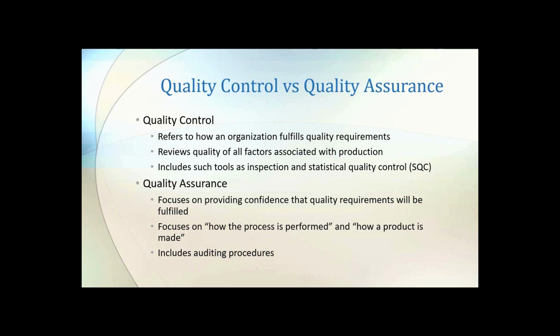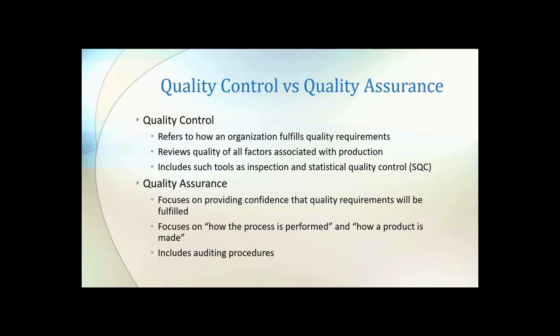Now, quality assurance is generally focused on providing confidence that the quality requirements will be fulfilled. And this is basically a strategy for how you're going to do your quality. So as it says here, it focuses on how the process has been performed and how a product is made. So how do we build quality into our processes? How do we build quality into our culture? How do we build quality in anything that goes towards making a product?